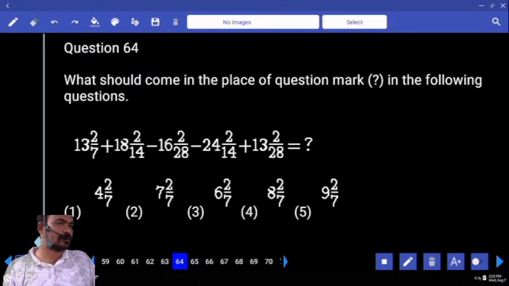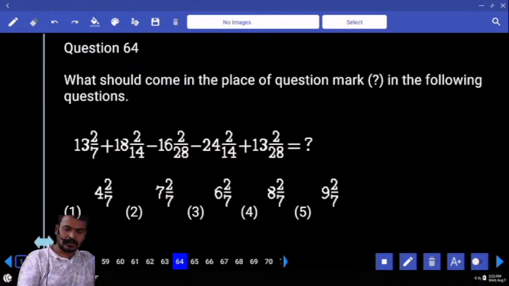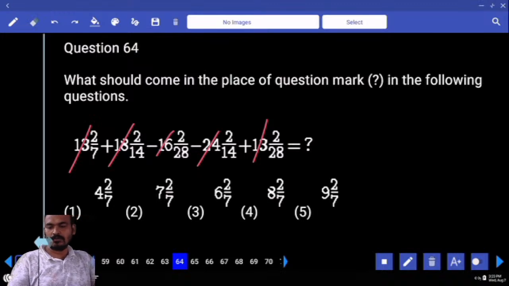Next question number 64. All are in mixed fractions. First priority integers. First 13 plus 13, 26 minus 24 plus 2. No?